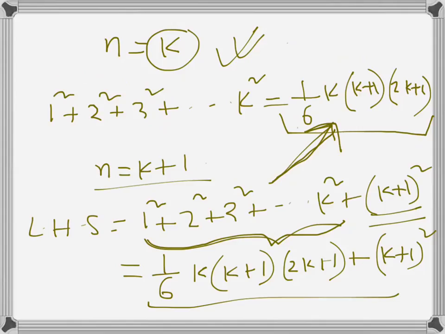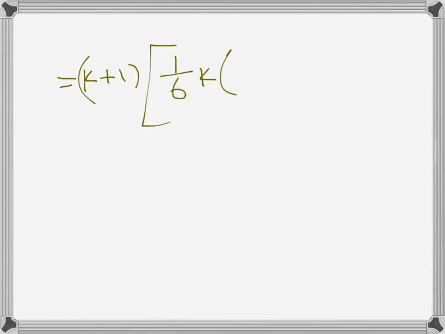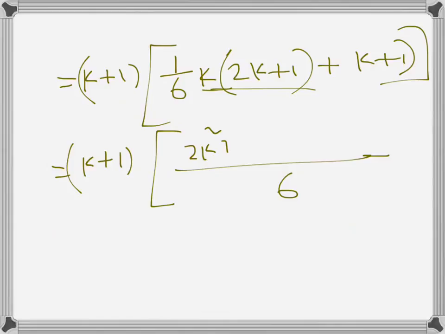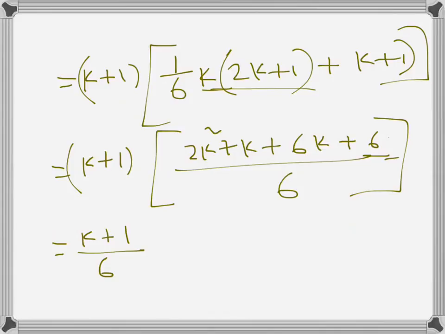From here we can take k plus 1 outside the bracket, and it becomes 1 over 6 times k plus 1 times the bracket k, 2k plus 1, and then plus k plus 1. So we leave it like that, and there is a 6 here. If I get rid of the bracket, it becomes 2k square plus k, and here it will become 6k plus 6. I have done the addition there, so I can take the 6 here, and this is 2k square plus 7k plus 6.